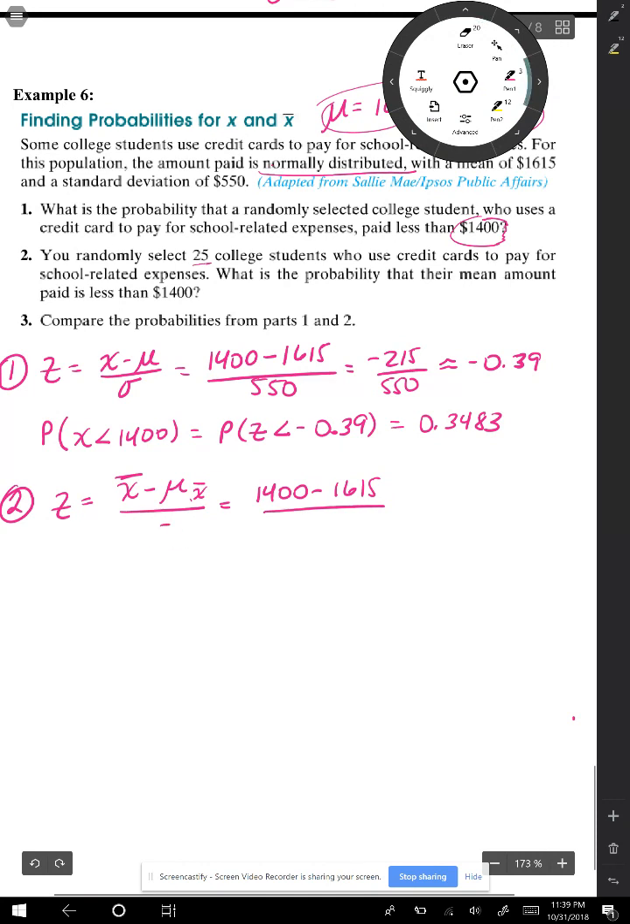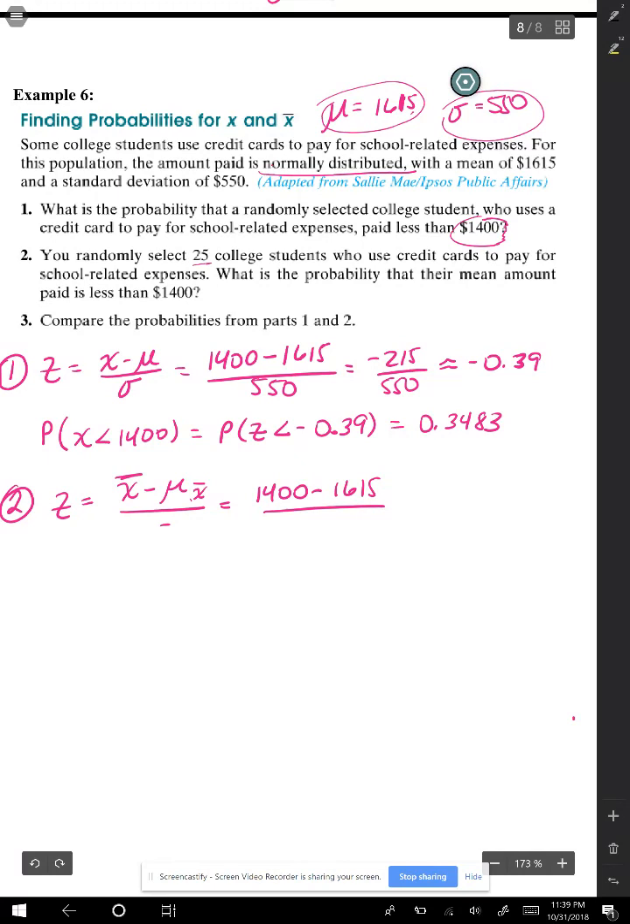That's the standard error. So if you remember, the standard error is the standard deviation of the population divided by the square root of the sample size. So it's going to be the 550 divided by the square root of 25, since our sample size is 25. So when I do this one, the top still comes out to negative 215. The numbers down here come out to 110. So when I divide, I get approximately negative 1.95.